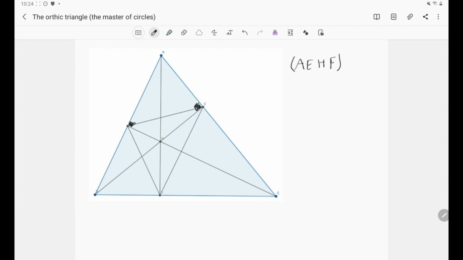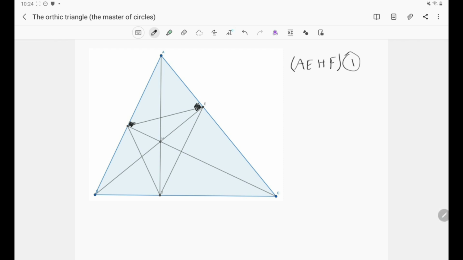So in fact, AH is the diameter of this circle, because AEH, this angle is 90 degrees, that means that E lies on the circle with diameter AH. And the same holds for F. So F lies on the circle with diameter AH. So in fact, the first cyclic quadrilateral is AEHF with diameter AH. So this is actually the first one, and of course the second and the third one are the same by just applying some simple symmetry.